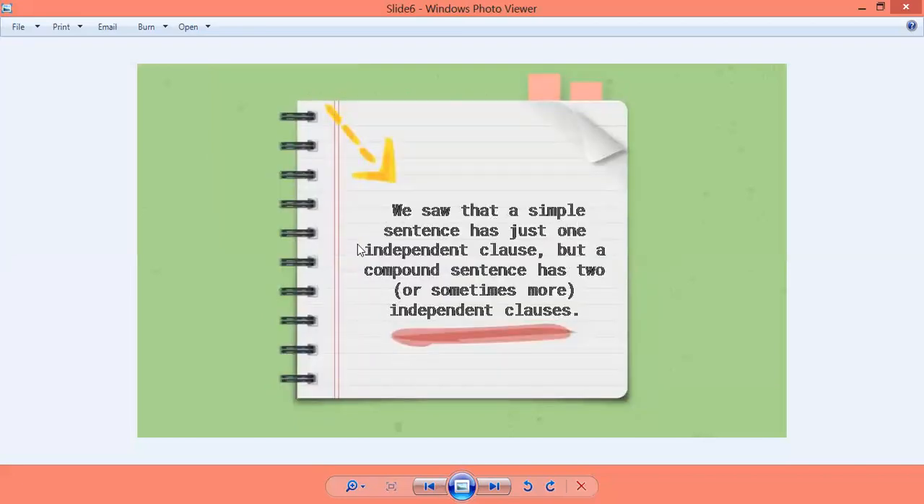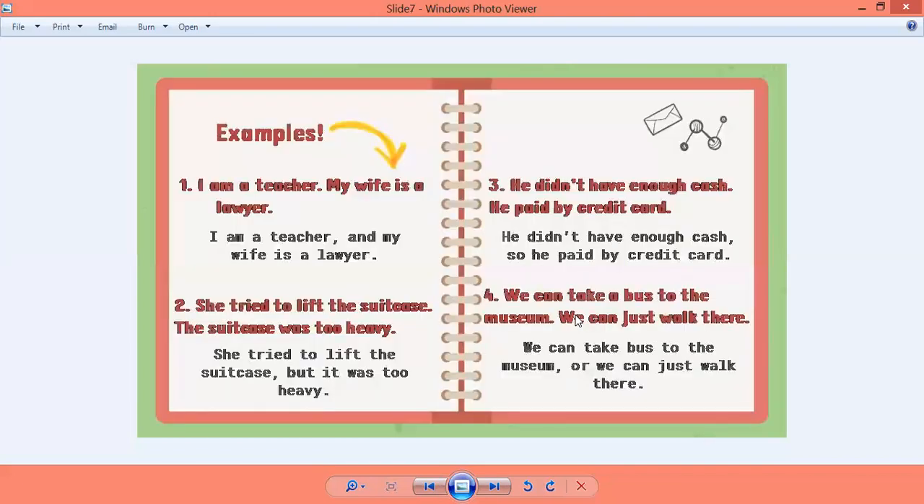We saw that a simple sentence has just one independent clause, but a compound sentence has two or sometimes more independent clauses, like I said earlier. Let us take the examples.